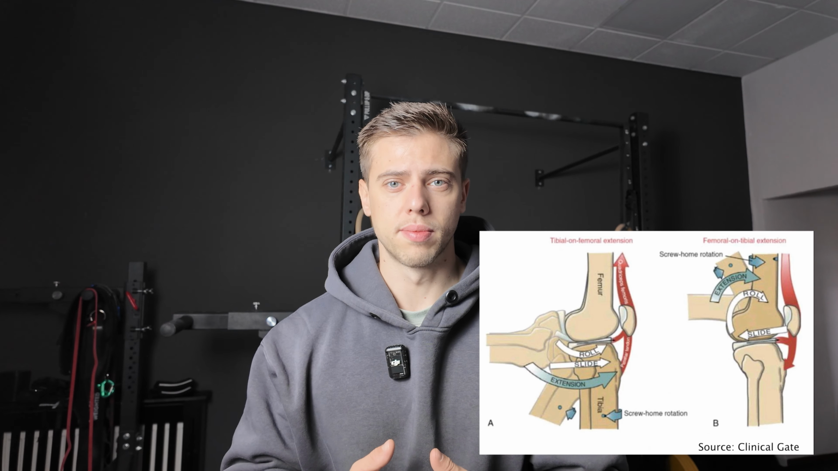The knee is what we call a hinge joint. So mainly it bends and straightens, flexion and extension. But here is something most people miss when they try to tackle knee issues. The knee also has some rotational components to it. It's called the screw-home mechanism.